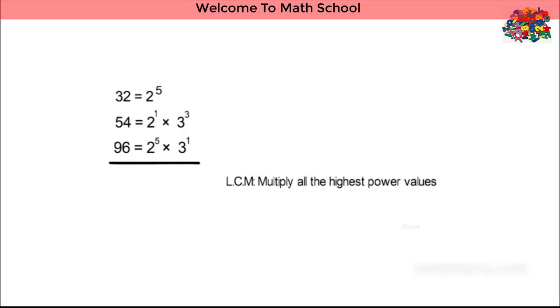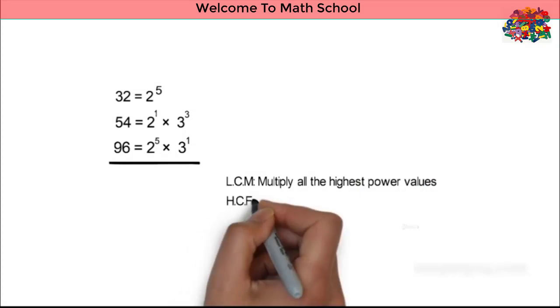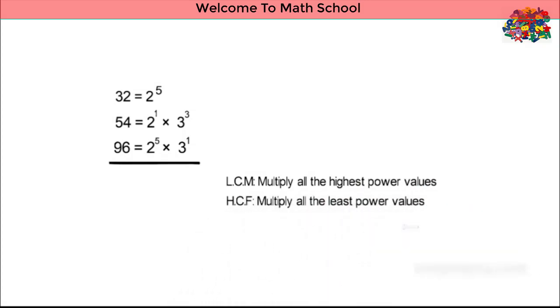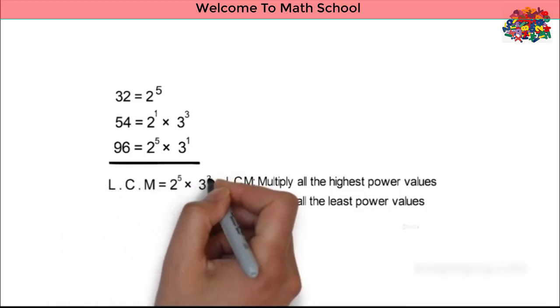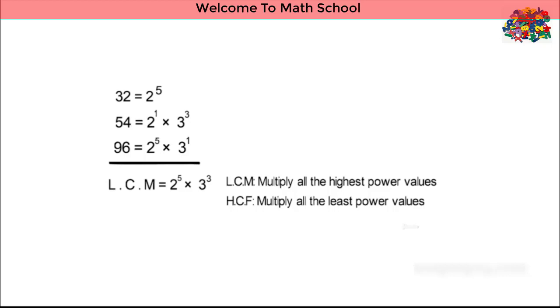So what is the highest power of 2? It is nothing but 2 to the power of 5. So LCM will be 2 to the power of 5 multiplied with what is the highest power of 3? Highest power of 3 is 3 to the power of 3. So your LCM will be 2 to the power of 5 multiplied with 3 to the power of 3.